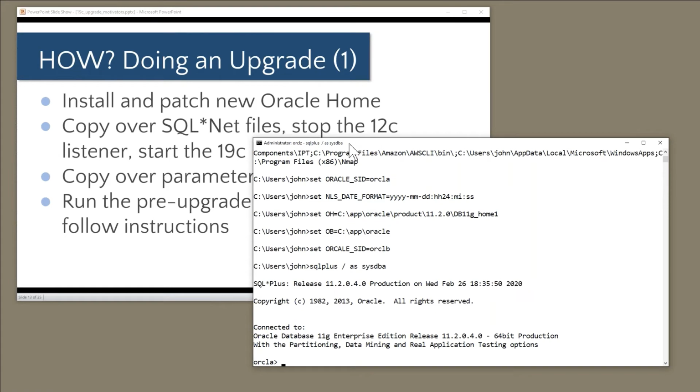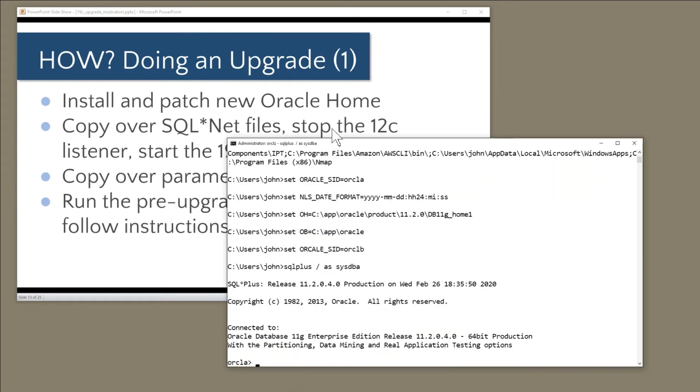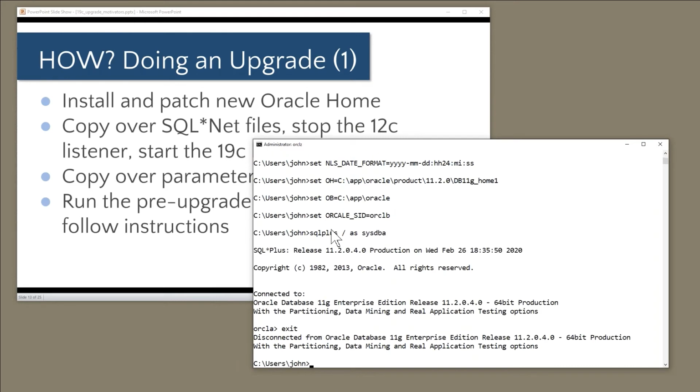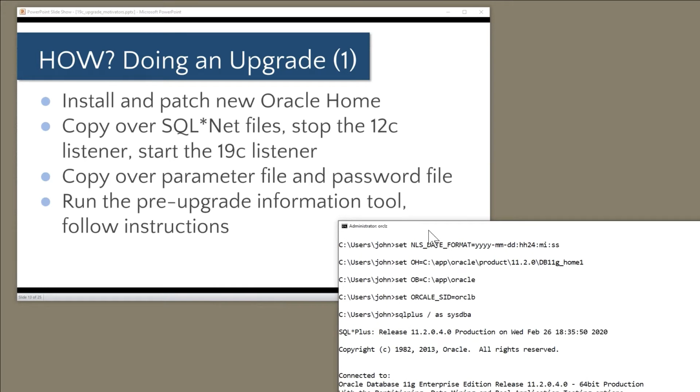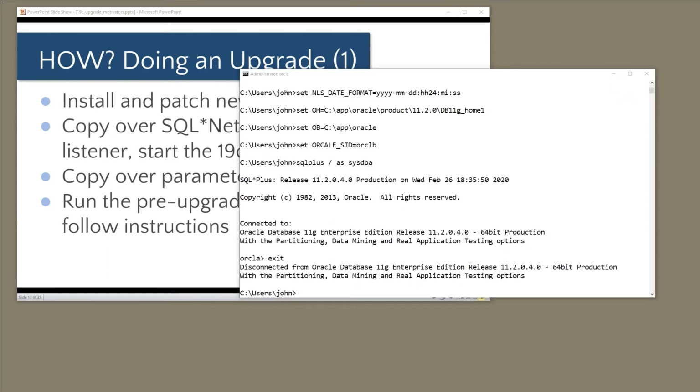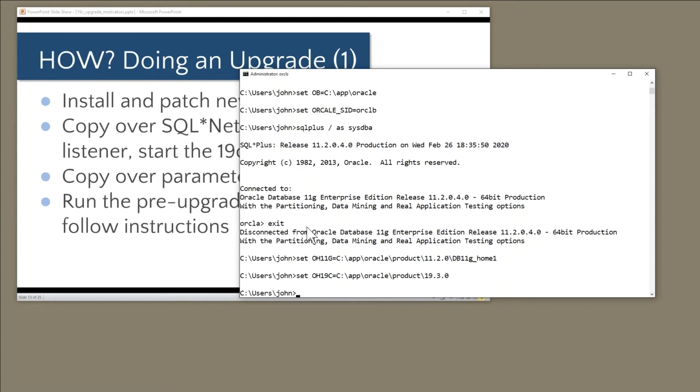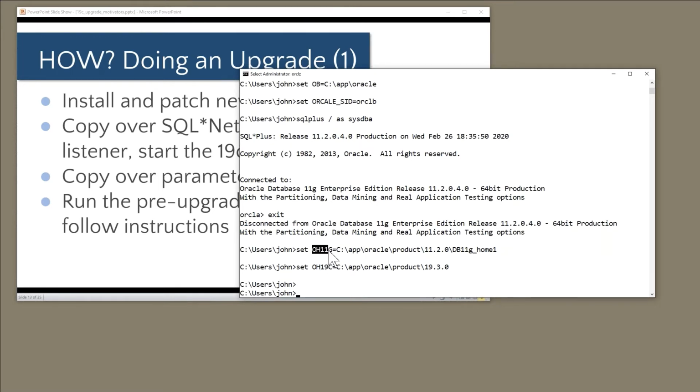Never. Now, then you've got to copy over your parameter file and your password file from the 11G home to the 19C home. Now, I've got a couple of scripts of variables. I'm setting up a couple of variables here. I've got a variable called OH11G, pointing to my 11G home, and I've got a variable OH19C, pointing to my newly installed, well, not patched, but newly installed 19C home. So that's just two variables pointing to the old and new home.